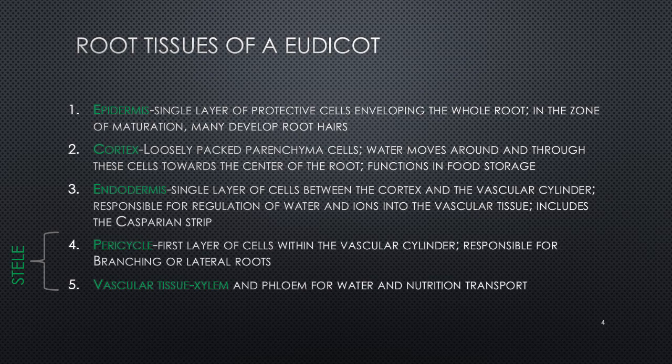And then going further into the center of the root is what we call the stele, and that involves the pericycle, which is that first layer of cells within the vascular cylinder, so just inside from the endodermis, and that's where the lateral roots come out. And then, of course, the rest of the stele is made up of all our vascular tissue.